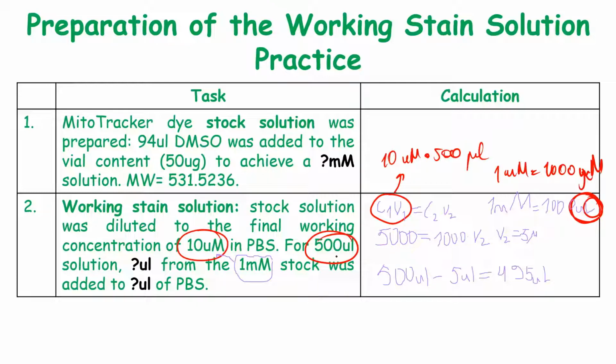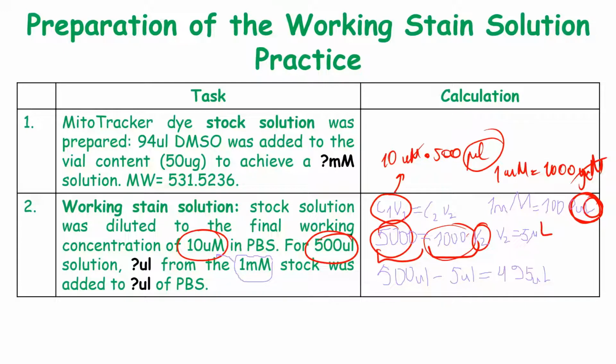Okay, so everything else is fine. We equalize these two parts, and now we have V2, which is the division of this part. Here we have micromolar times microliter divided by these 1,000 micromolar. Of course, these micromolars cancel each other, and we are left with microliters only. That's why here we have 5 microliters.